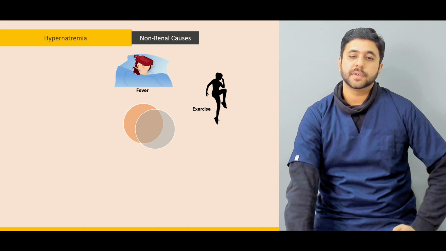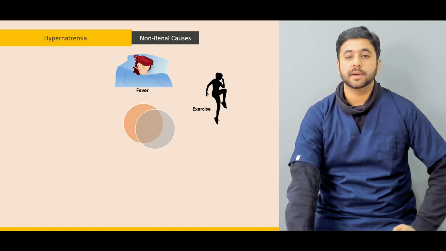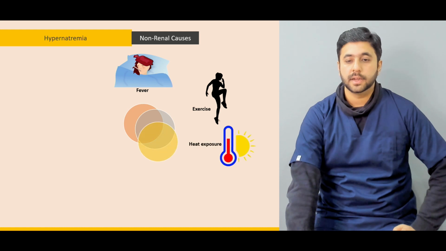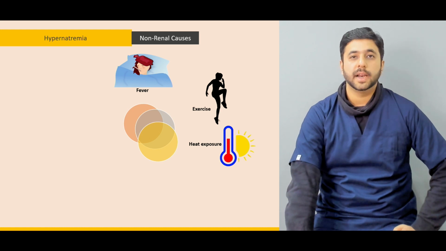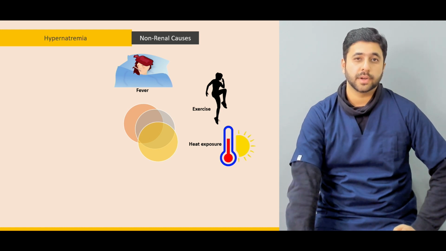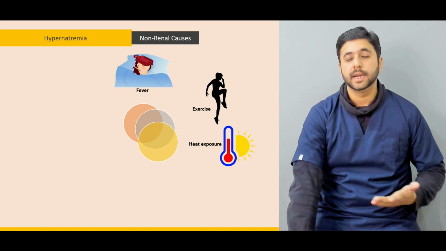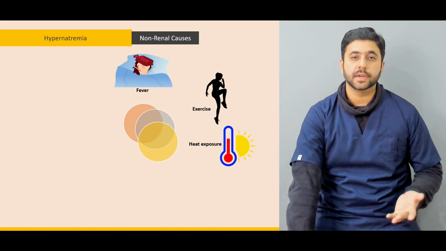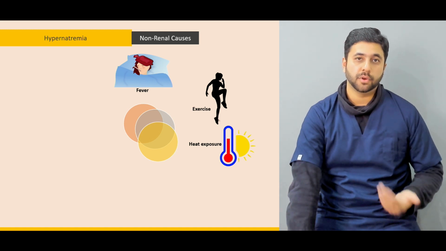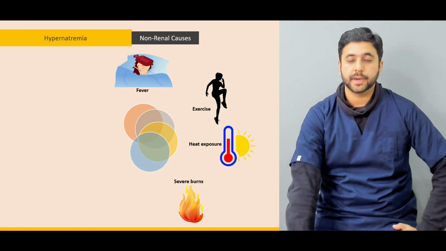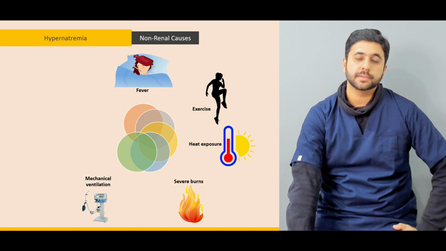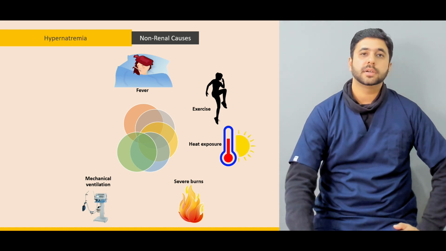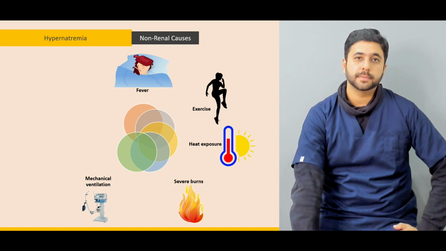So someone with a high-grade fever or very strenuous exercise, or someone who has run a marathon, or someone who has been exposed to heat for a long time, like someone who has developed heat stroke or heat exhaustion, and has not adequately rehydrated himself, can lose a lot of water in excess of the sodium, and it can lead to hypernatremia. Similarly, severe burns can lead to loss of excess water. Mechanical ventilation, specifically if it is very long term or very excessive, can lead to insensible losses from the respiratory system.